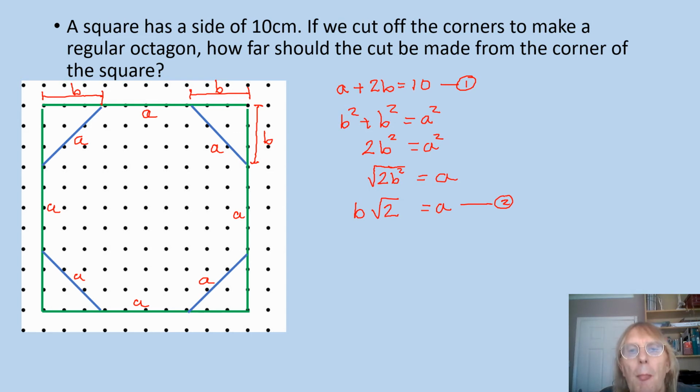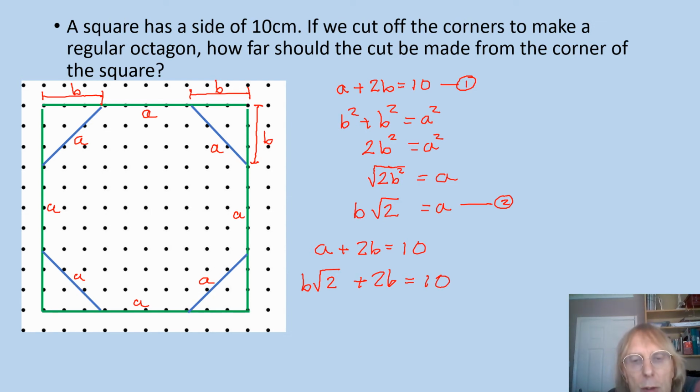So I've now got an equation at the top, and I've got a second equation here, and for simultaneous equations, this time I'm going to use substitution method. I'm just going to substitute A into there. So A equals B root 2. So I'm going to take equation 1, and if I write equation 1 out again, I've got A plus 2B equals 10. Well, A is B root 2, so B times root 2 plus 2B equals 10.